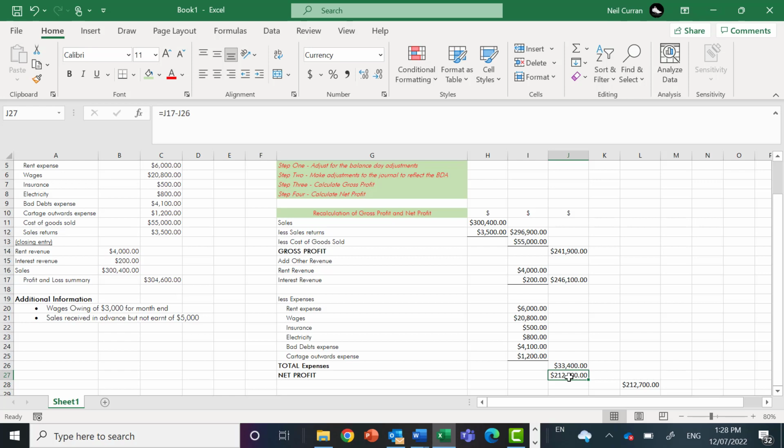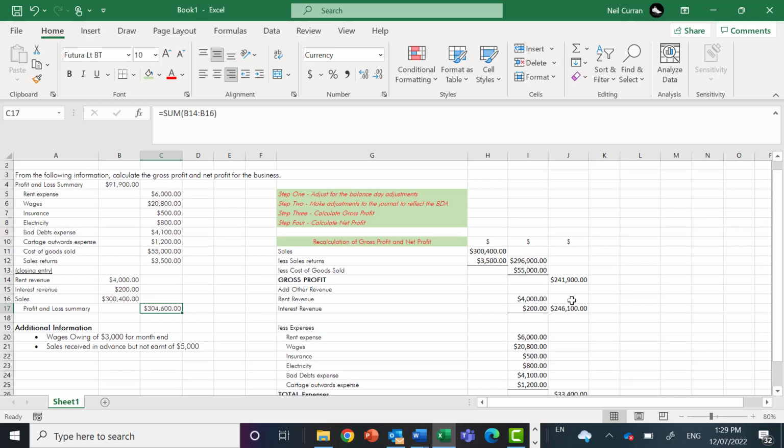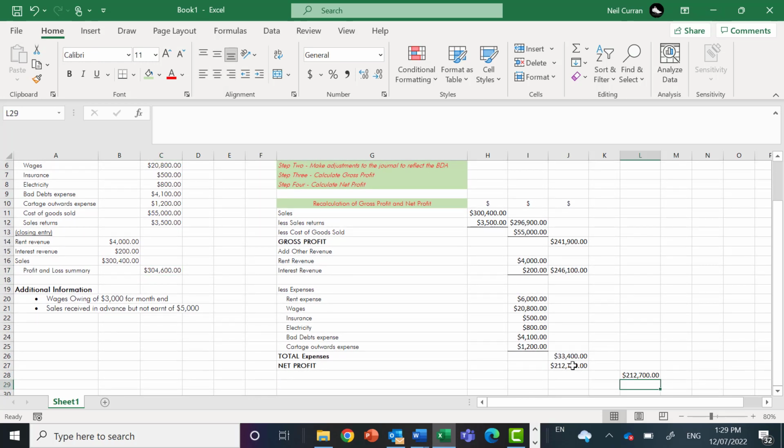Now, the reason it didn't beforehand was because I forgot to include the other revenue here. So it's very important that you make sure you include all of your revenues and expenses in your statement of profit or loss. Okay, so taking into account what you've got here of all of your income, less all of your expenses for your journal, and it should equal what you've got here as well for your net profit. So that's a good way to actually check that you've accounted for all of your revenues and expenses from your journal.